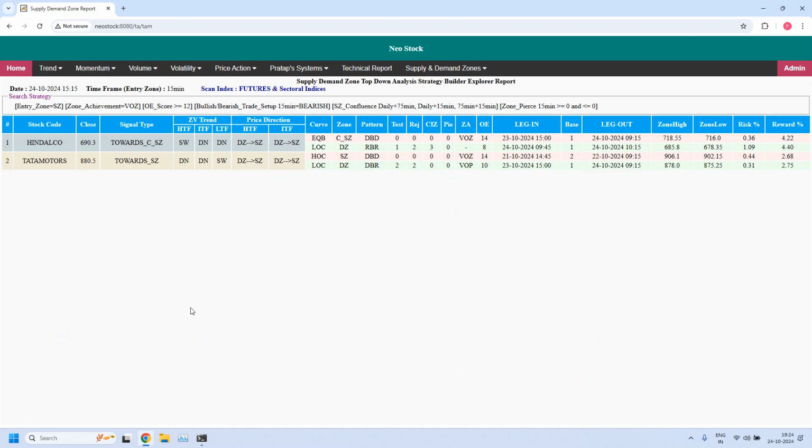So in these 2 stocks, the 15 minute entry zone is part of the 75 minute zone, and both together are again part of the daily zone. And the second one, Tata Motors, has an HTF trend that is a downtrend. If it has daily EMA confluence, it is an even more high probability setup.